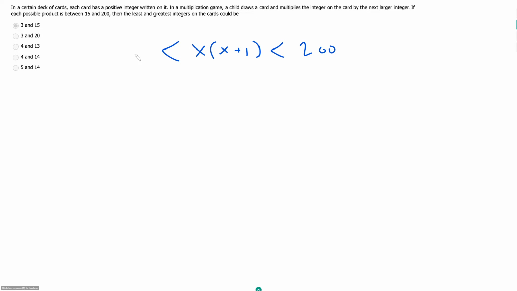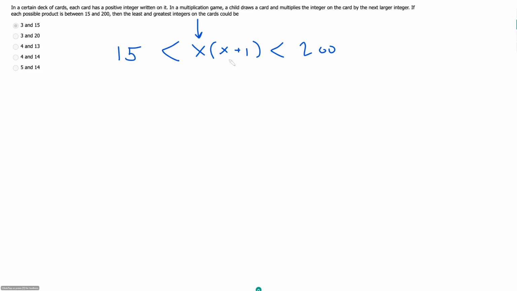and we know that the value has to be between 15 and 200. And so, given we are really only drawing one card here, we only care about this number here, x, because that is our card. This number here, x plus 1, is just a made-up number. So we're trying to find what the least and greatest value for x could be, not our x plus 1. So what's the easiest way to do this?